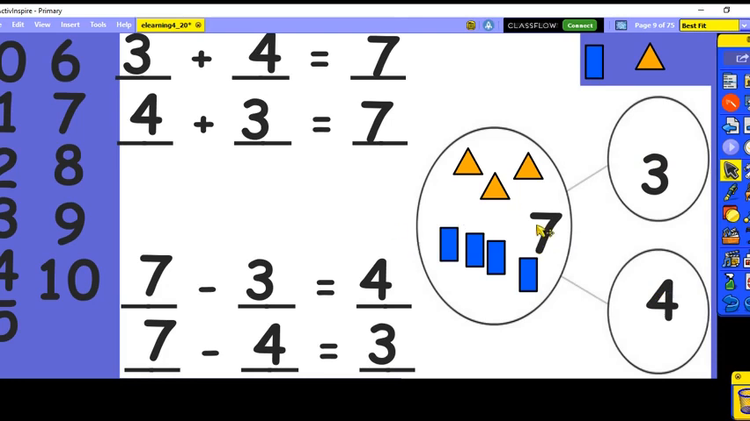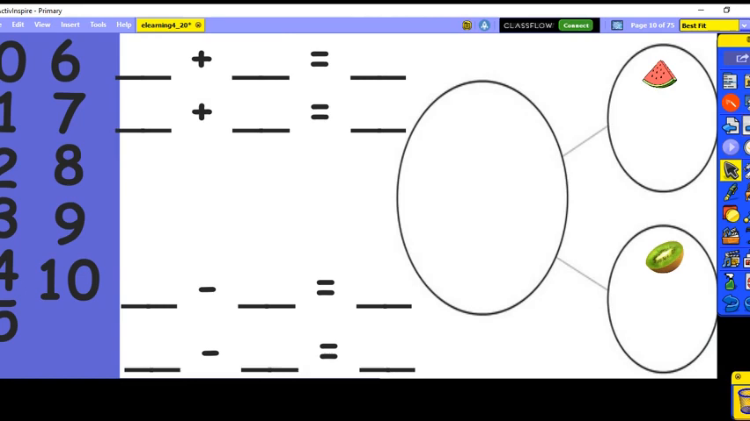And then 7 minus 4, and then you get 3, which is the other part. So we use all the same numbers in a fact family. So we've got a new fact family to do today. So let's see. I'm going to give us another one.